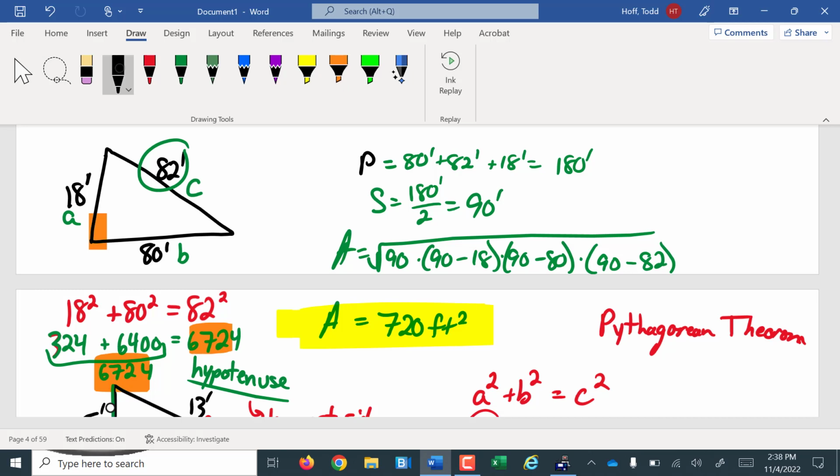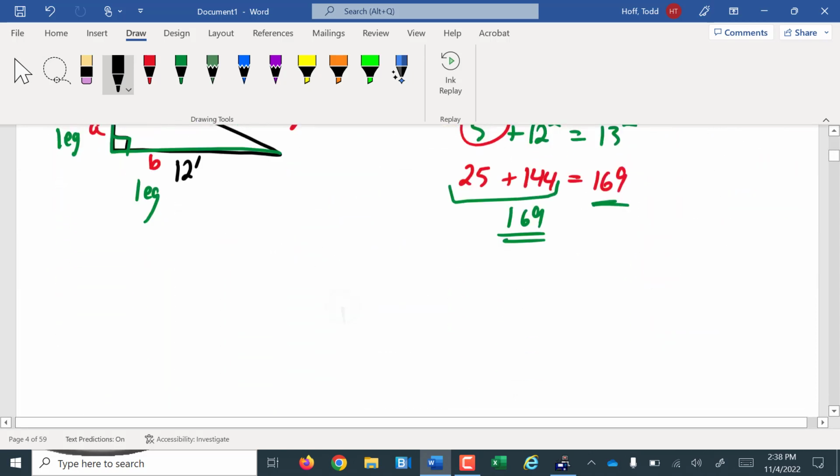So I could have just found that area by doing 18 times 80 divided by 2, which is going to give us 720 square feet. So being able to check before we jump into Hero's formula would save us a lot of work on these. It would.